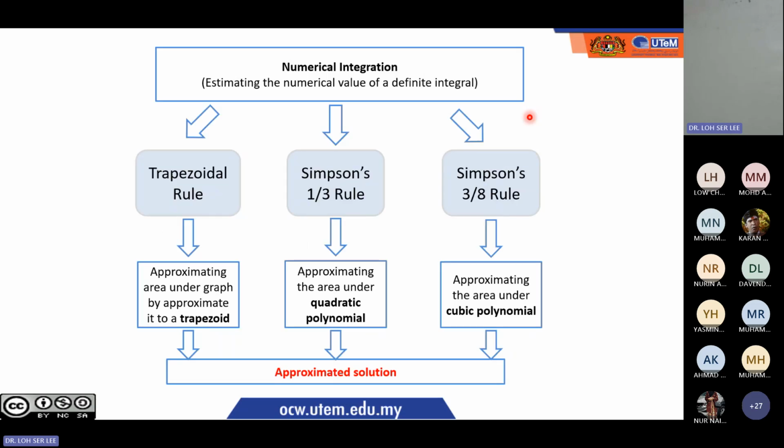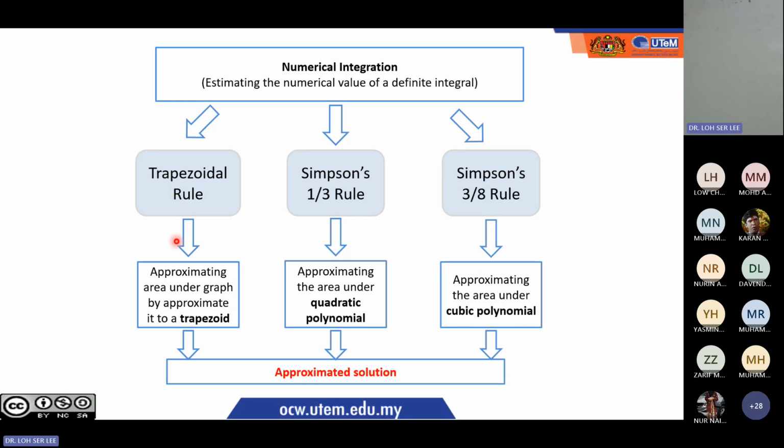This is the big picture of numerical integration in this course. We will estimate the numerical value of a definite integral. What you obtain is just a numeric value, because with a definite integral we just get a value. These are the three different methods. We will start with the trapezoidal rule.